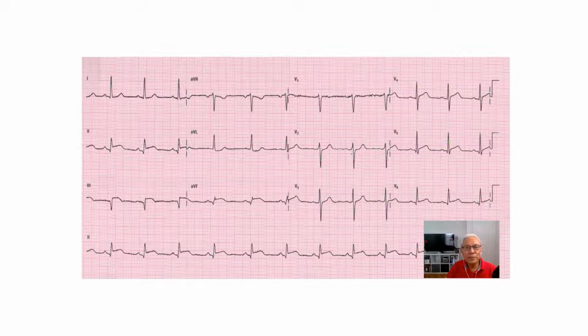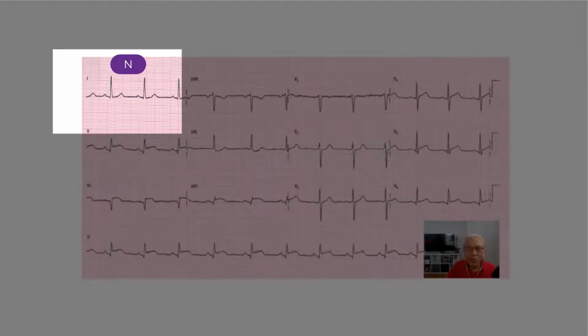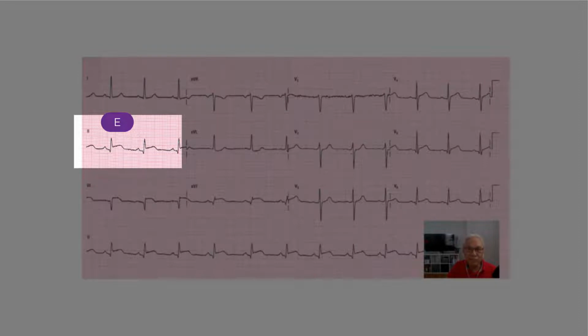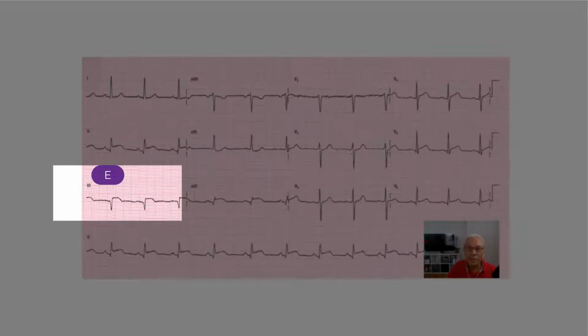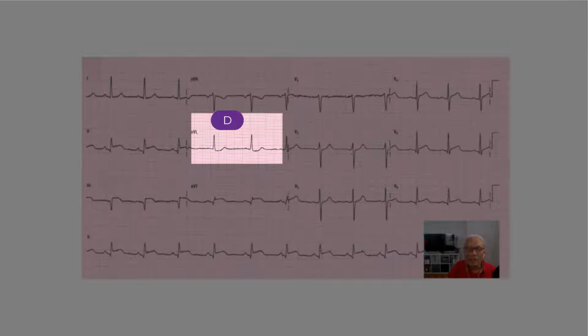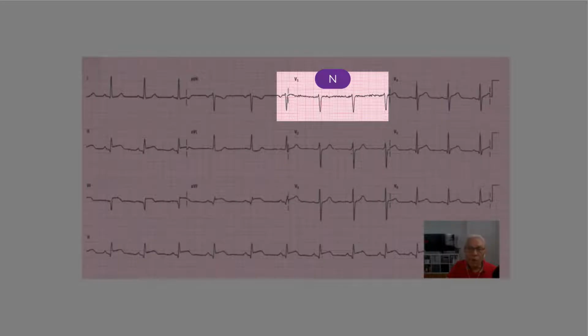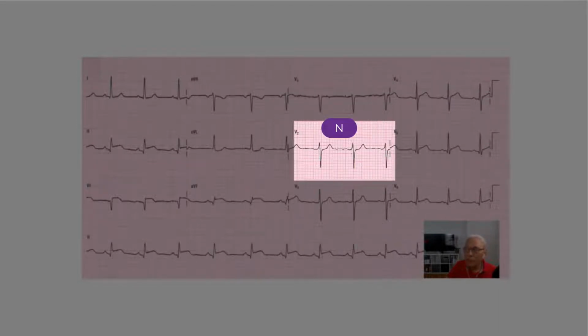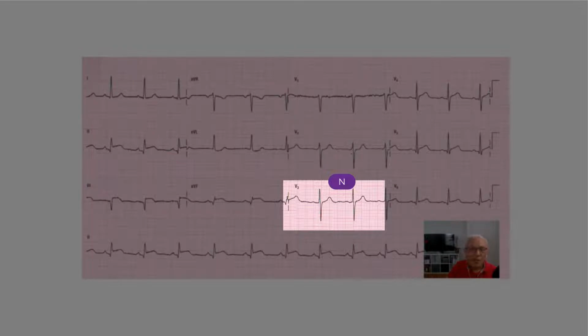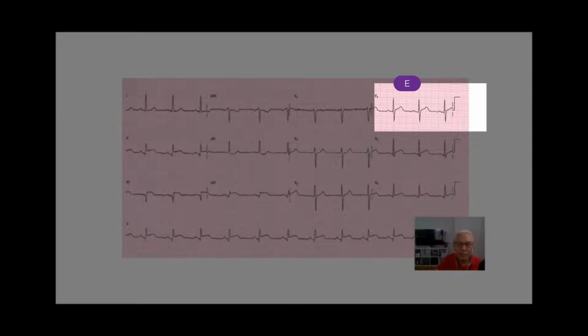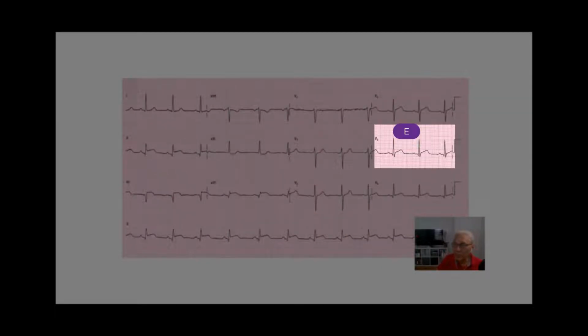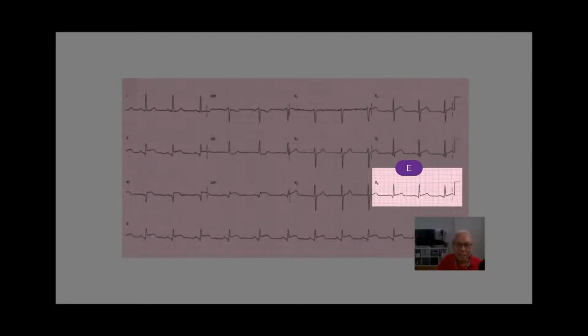Let's go ahead and analyze this ECG strip. Lead 1 is normal, lead 2 is elevated, lead 3 is elevated, AVL is depressed, and AVF is elevated. V1 is normal, V2 is normal, V3 is normal, V4 is elevated, V5 is elevated, and V6 is elevated.